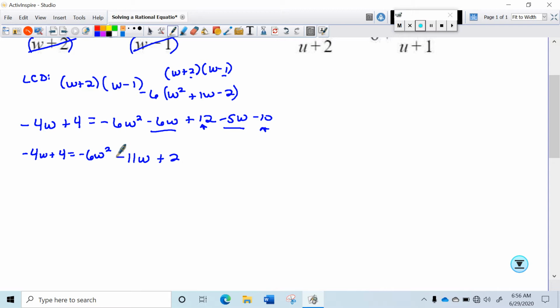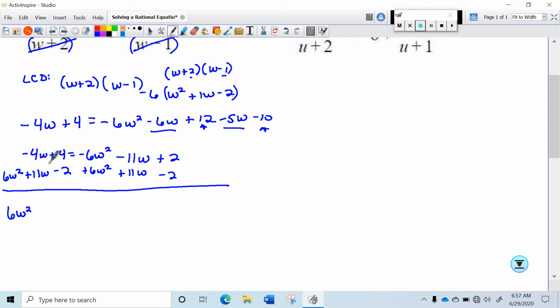Now, we want the squared term to be positive, and right now it's not. That means I have to move it, so that means I have to move everything that's on the same side of that. So here's how that works. You do opposites. The opposite of negative 6w squared is positive 6w squared. So I put that over here. The opposite of negative 11w is positive 11w. So I'm going to put that here. The opposite of positive 2 is negative 2. So I'm going to put that over here. So that gives me 6w squared. And then 11 take away 4 is plus 7w. 4 take away 2 is plus 2 equals opposites cancel, 0.